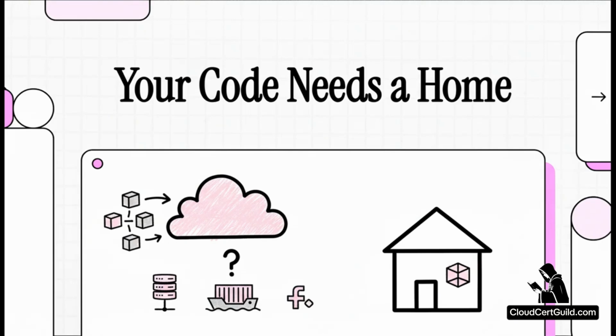So you've poured your heart and soul into building an amazing application. It's smart, it's sleek, it's ready to go. But now comes the big question, maybe the most important one. Where is this code of yours actually going to live?